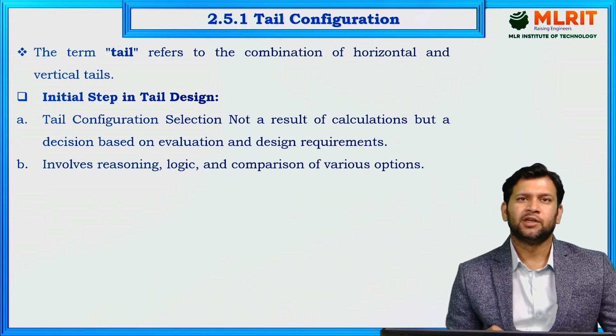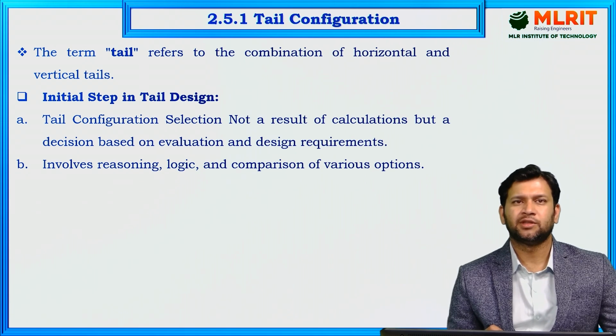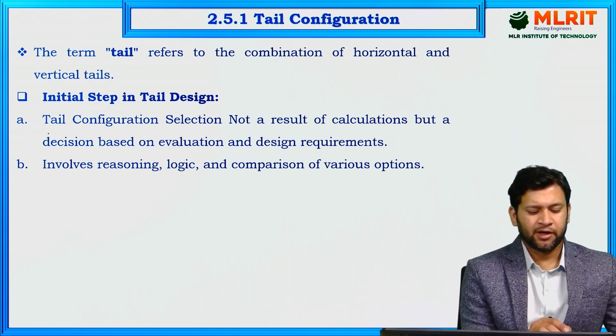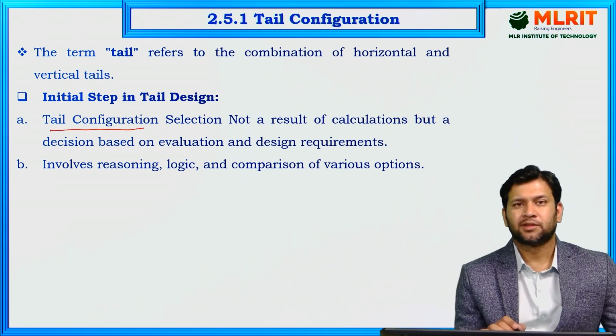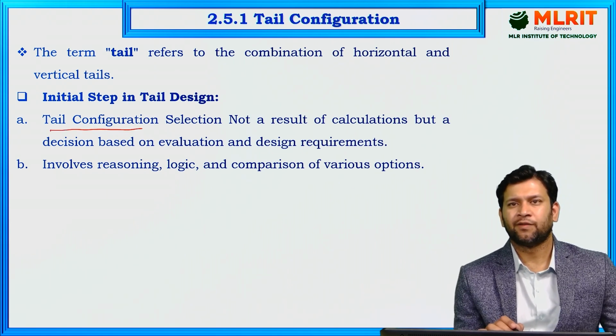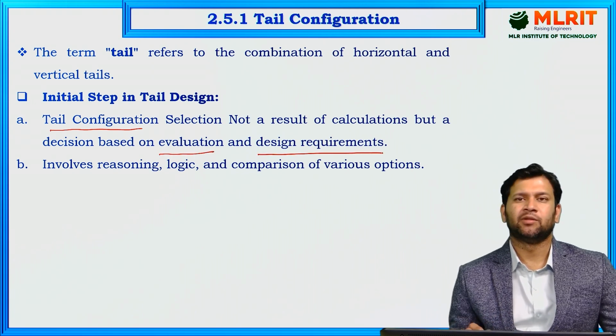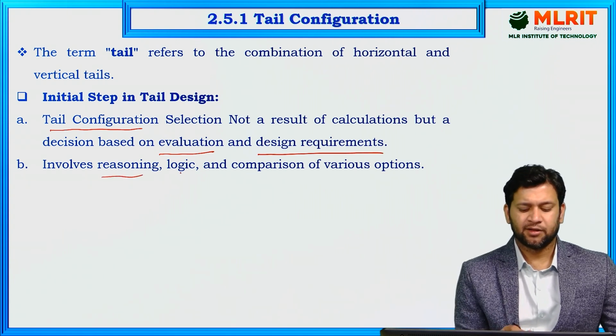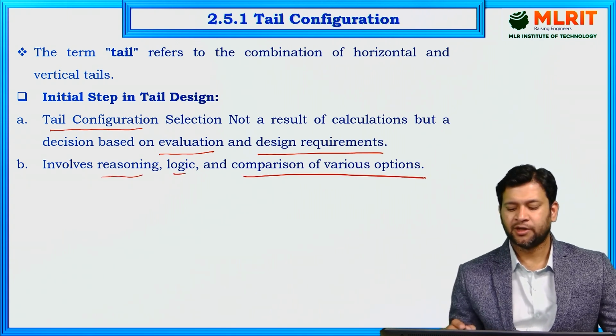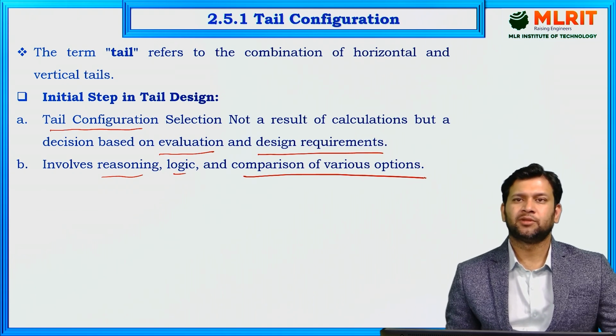The term tail refers to the combination of horizontal and vertical tails. Initial step in tail design: tail configuration selection is not a result of calculations but a decision based on evaluation and design requirements. It involves reasoning, logic, and comparison of various options.